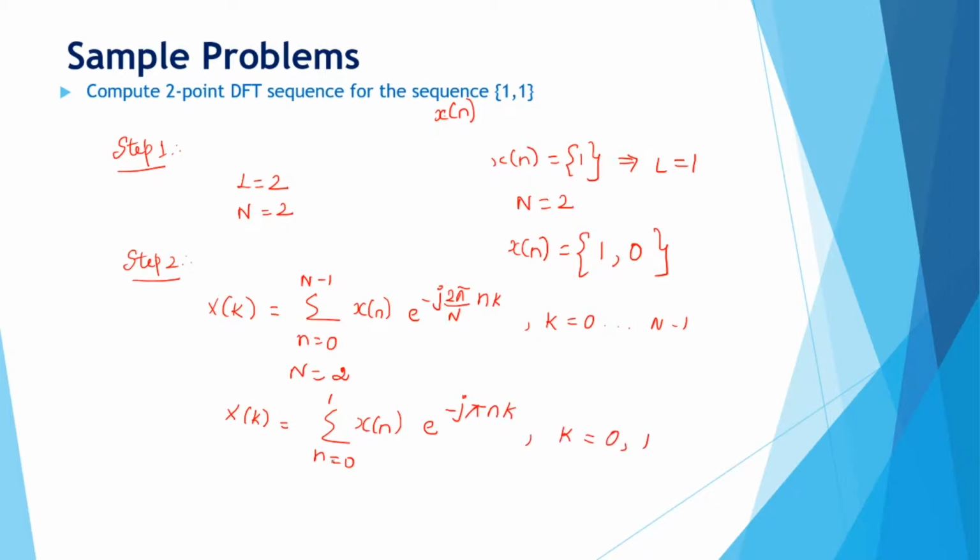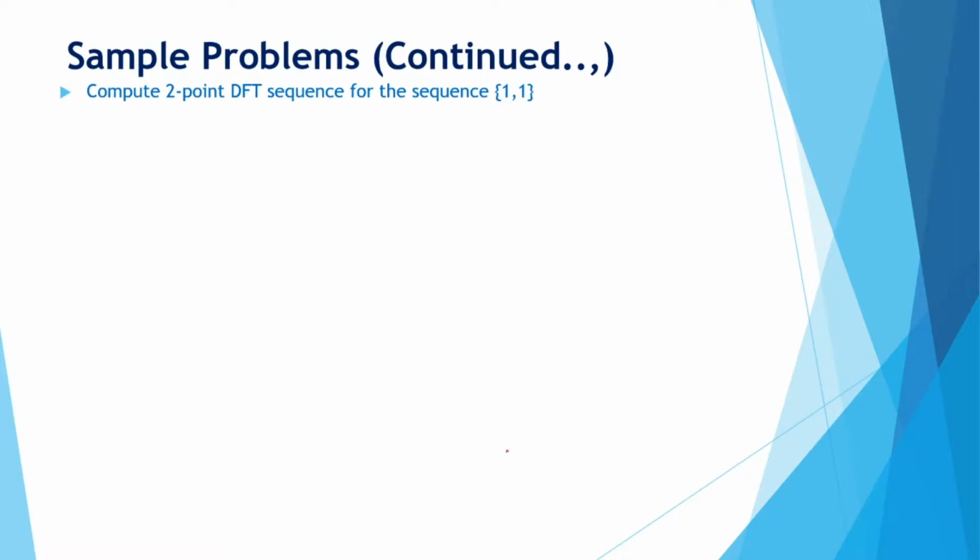Now you expand the summation. Substitute for n equal to 0. So it is x of 0, e power 0 is 1, plus x of 1 e power minus j pi k. This is your X of k for k varies from 0 to 1. Now we will compute the coefficient for every value of k.